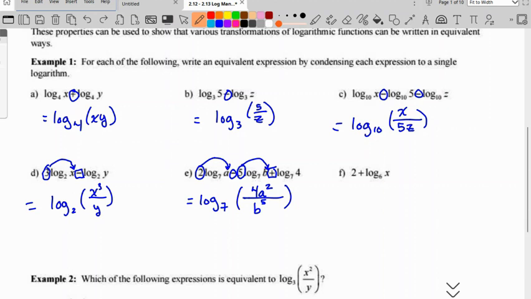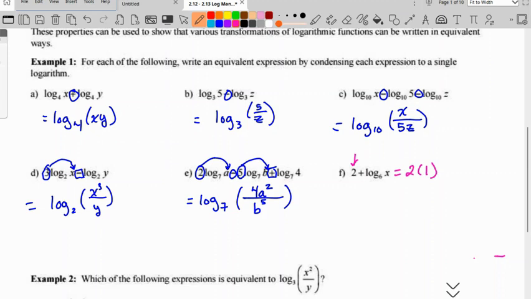So here they've got 2 plus log base 6 of x. And at first I thought, oh, that was a typo, but it's not a typo. They want you to convert a plain number to a logarithm. Did you guys do that last year? Like I said, I don't think we usually do that. Okay, so let me show you how to do that. We're just going to think of 2 as 2 times 1. Do you agree?